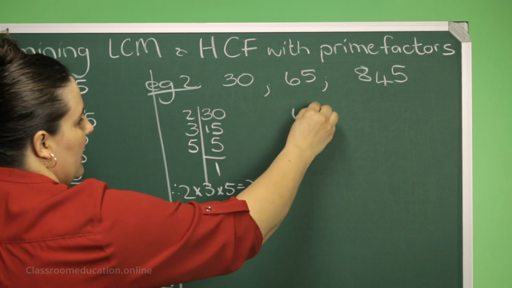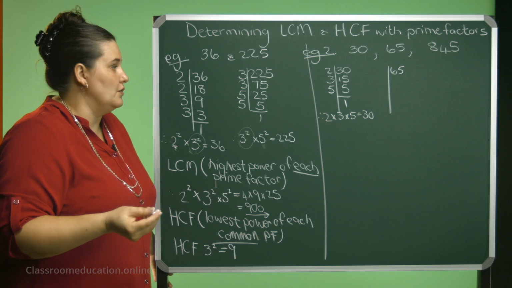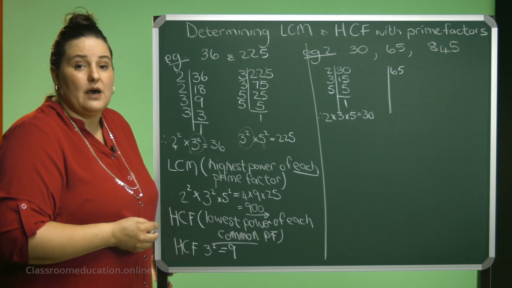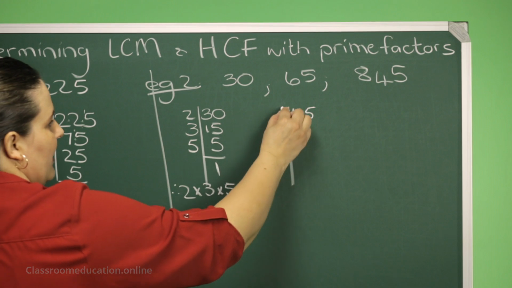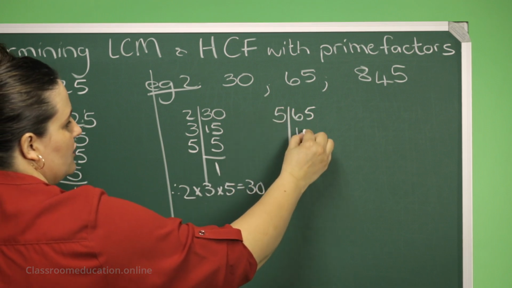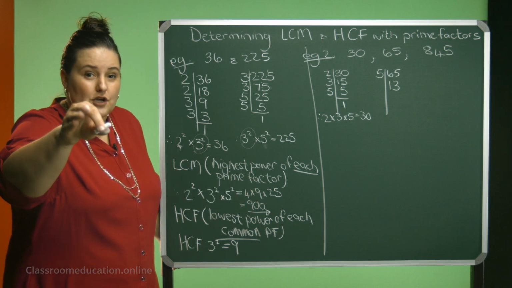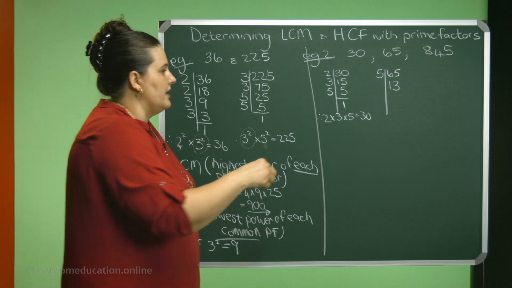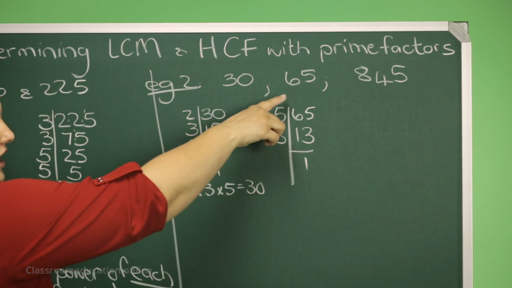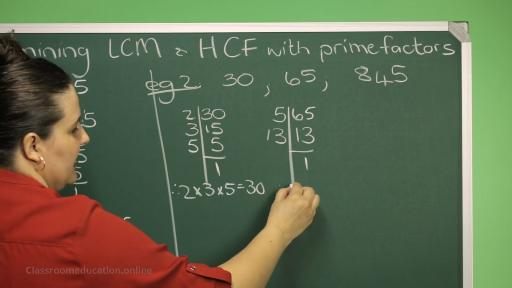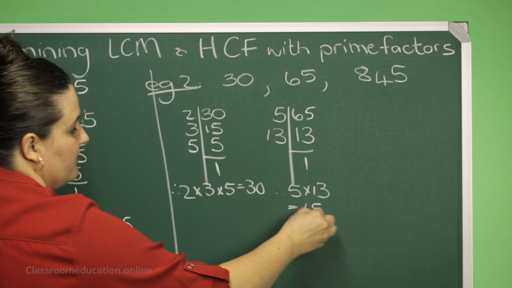The 65. Start with your smallest prime number, a 2. No, 2 can't go into that. How about 3? No. 5. 5 can go into that 13 times. And hopefully you realize now, hey, but wait, 13 is also a prime number. So then 13 can go into itself once. So how do I get 65? By saying 5 times 13 will give me 65.